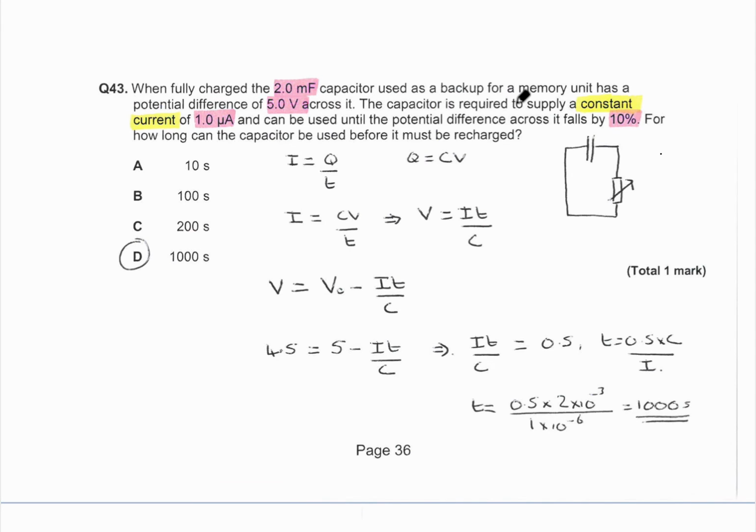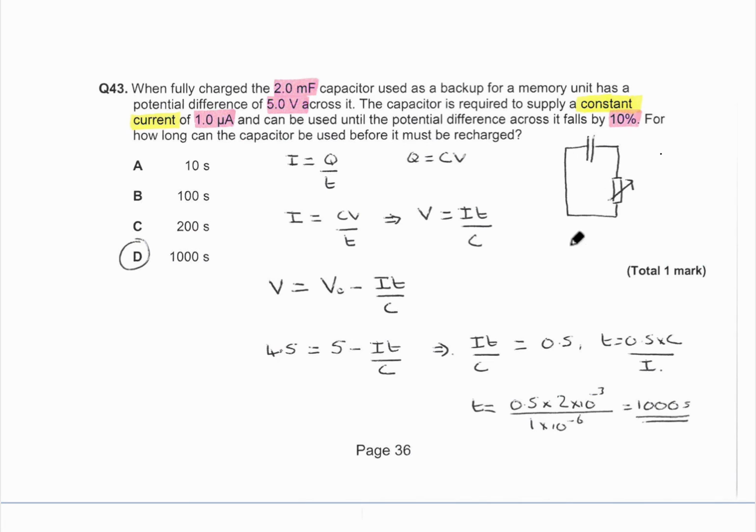Now this capacitor supplies a constant current of 1 microamp, and it's this constant current thing that could potentially cause us some confusion. And what we want to know is how long this capacitor can be used for until the potential difference across it falls by 10%. Now, because this is a constant current, and the current coming from the capacitor needs to be constant, there's only one way we can do this.